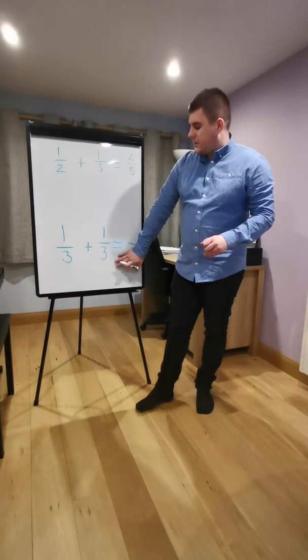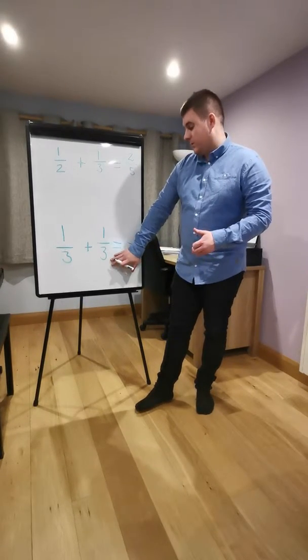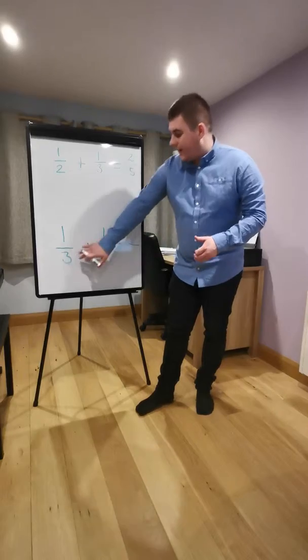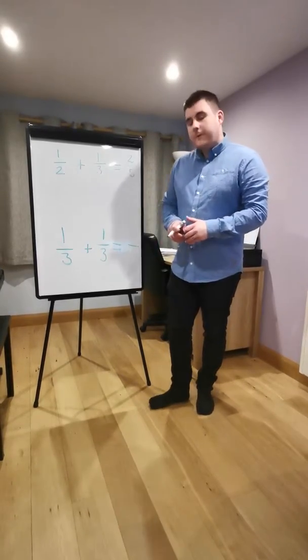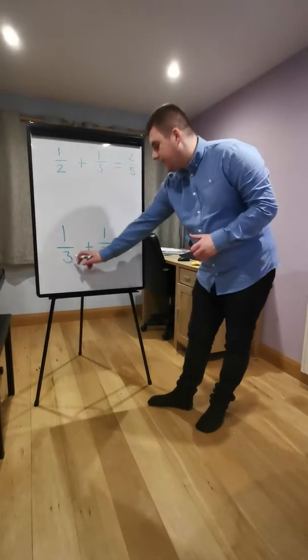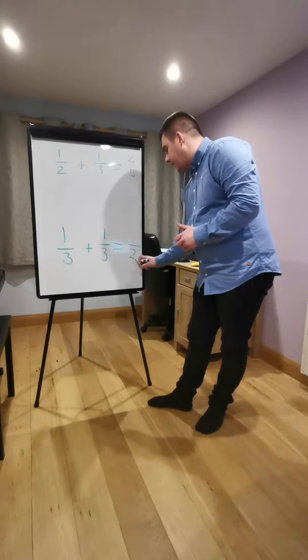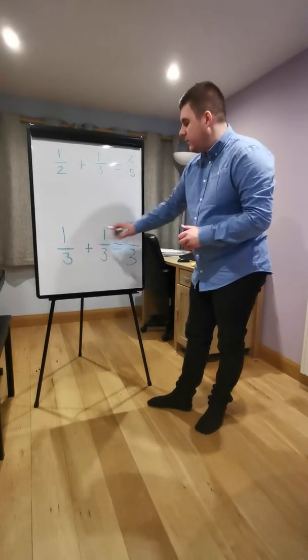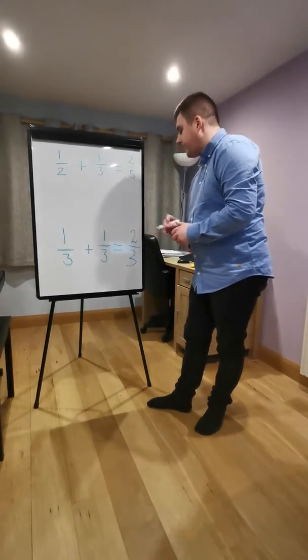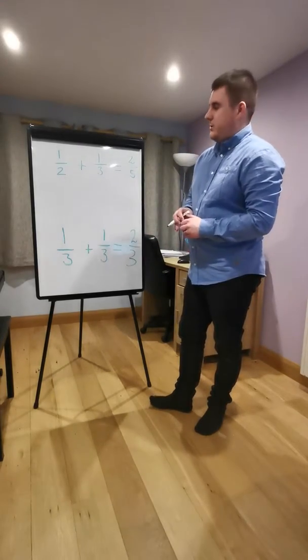So we could just use this example where we already have the common denominator. If we look at a third plus a third, hopefully the students will recognise that we keep the denominator the same, so we would have 3, and then we add the two numerators together to get 2. Now back to this question.